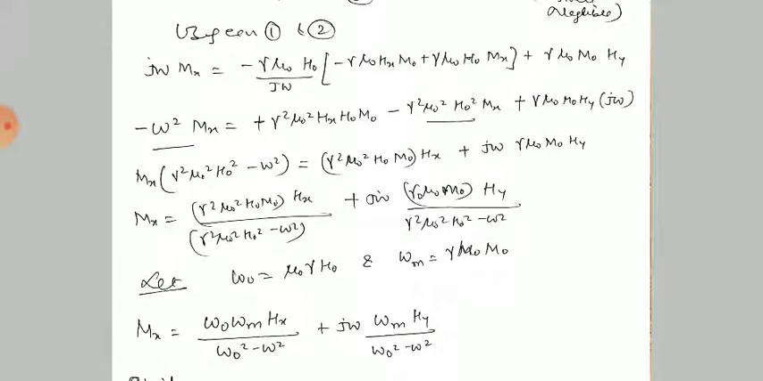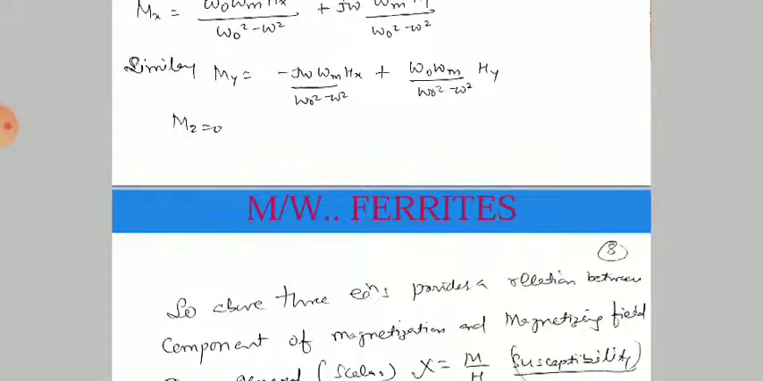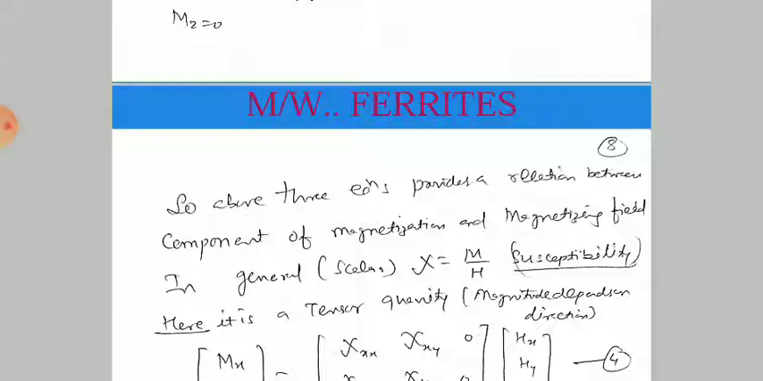So in place of this we can write omega 0 equal to mu0 gamma H0 and omega m equal to gamma mu0 M0. So Mx can be written as omega 0 omega m Hx divided by (omega 0 square minus omega square), and the second term is j omega omega m Hy divided by (omega 0 square minus omega square). And the same for My: minus j omega omega m Hx divided by (omega 0 square minus omega square) plus omega 0 omega m Hy divided by (omega 0 square minus omega square). Mz equal to 0. So the above three equations provide the relations between the components of the magnetization and the magnetizing field.